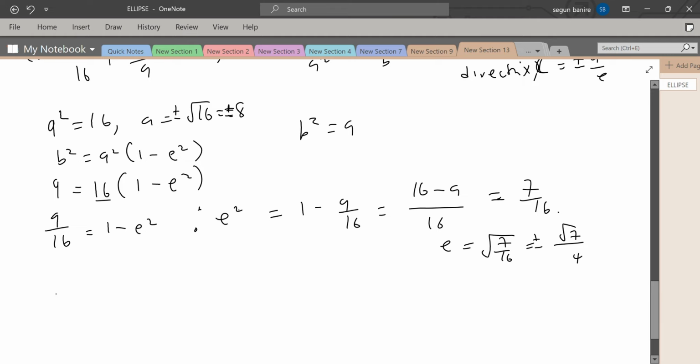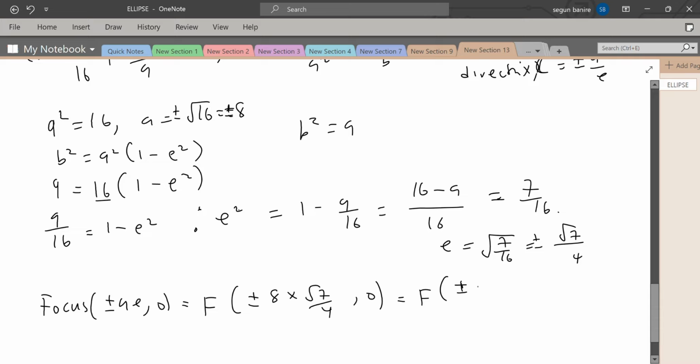So we are looking for the focus. What will now be your focus? Focus is plus or minus ae comma 0, right? So now what is a? A is 4. What is e? Root 7 over 4, comma 0. So that will just give us plus or minus root 7 comma 0.